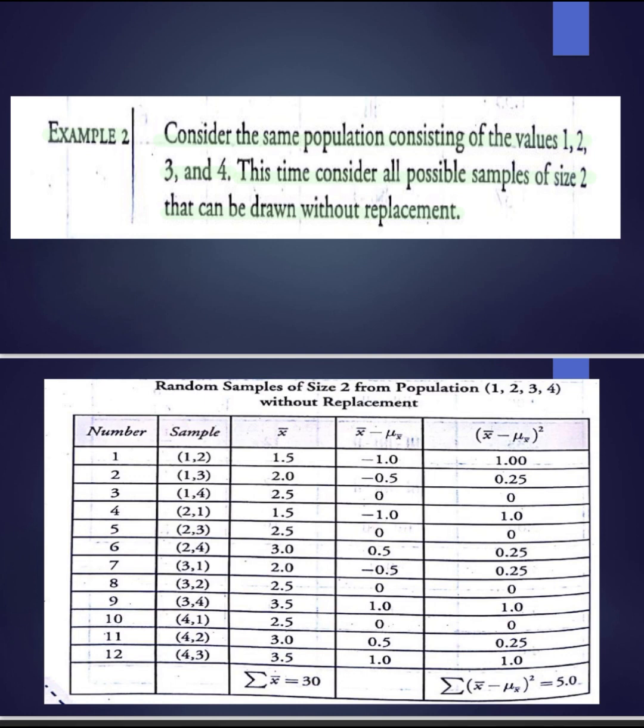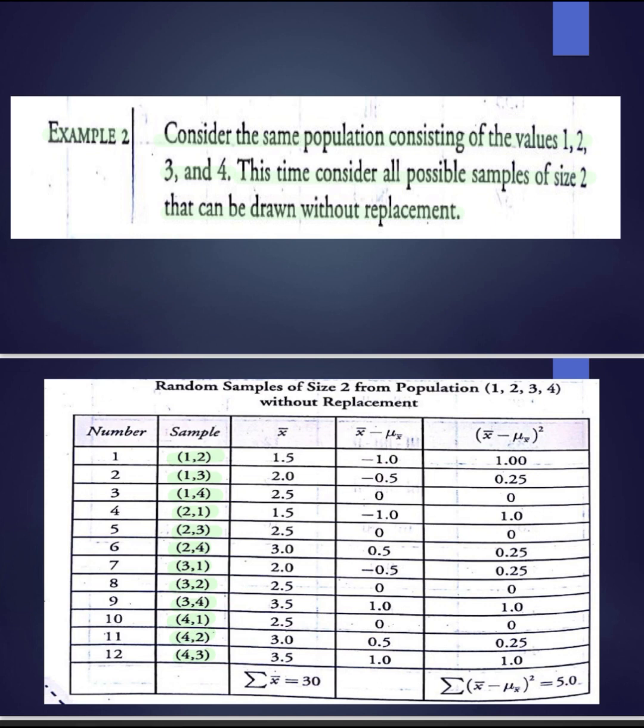Now, let us discuss this table. As you can see, there are 12 observations. Why? Because the samples are drawn without replacement. So what are these samples? We have 1,2; 1,3; 1,4; 2,1; 2,3; 2,4; 3,1; 3,2; 3,4; 4,1; 4,2; 4,3. Okay, now we are ready to determine the sample mean of the samples.